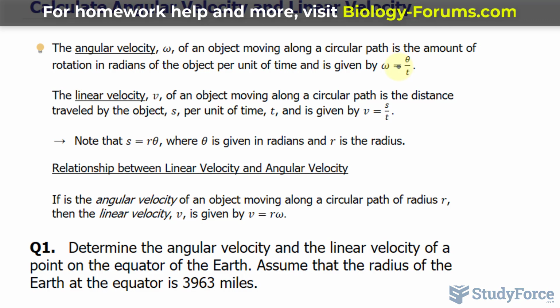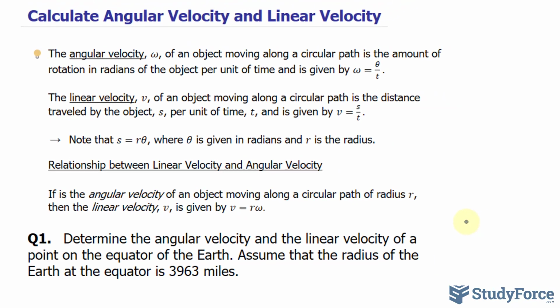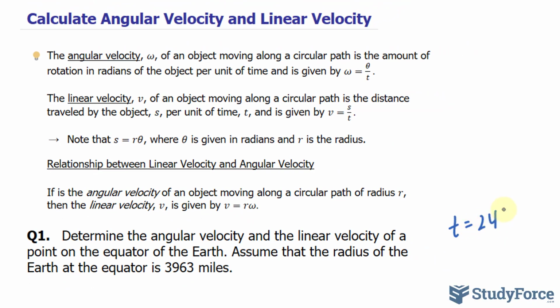One complete rotation of the Earth occurs when t is equal to 24 hours. And picking any point along the equator, within a 24-hour period, it will rotate 360 degrees. But remember, we can't use degrees. 360 degrees to radians is 2 pi radians. Given this information, we can easily find out the angular velocity.